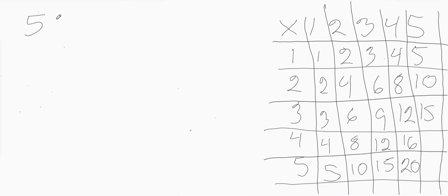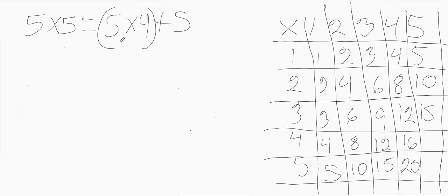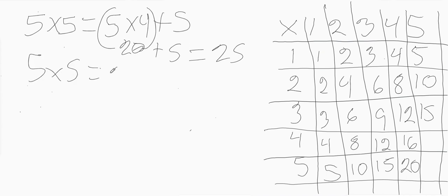5 times 5 is equal to 5 times 4 plus 5, where 5 will be in the parentheses. So 5 times 4 is 20, and 20 plus 5 is 25. So 5 times 5 is 25. So you would have 5 times 4 is 20, and then this one, the great 25. It's almost like playing bingo.